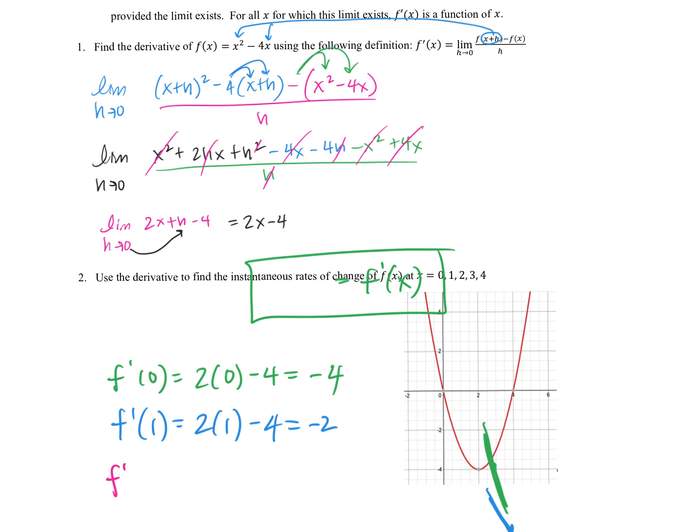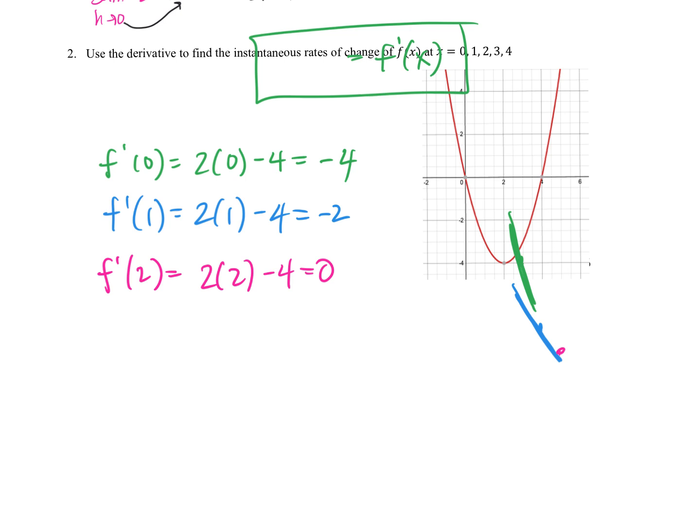Who can help me find my slope when x is 2, f prime of 2? 2 times 2 minus 4 is getting me 0. Does it look like at 2 we got a slope of 0? Yep. Thanks, guys.